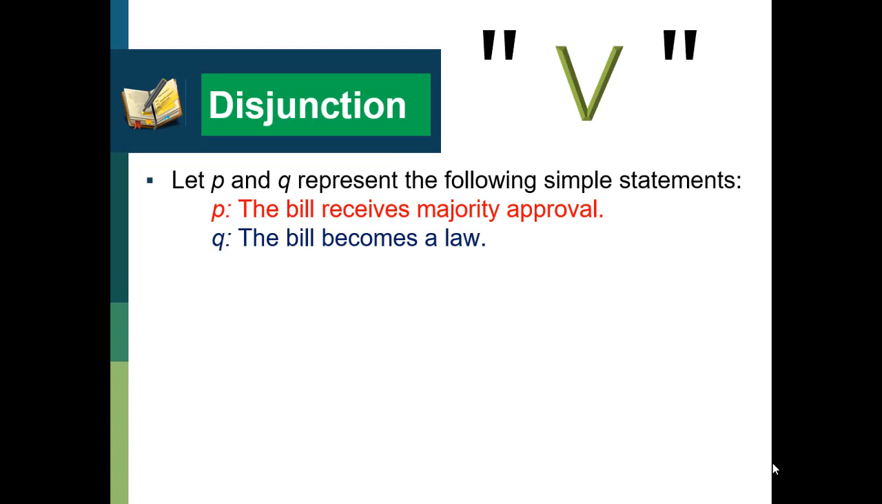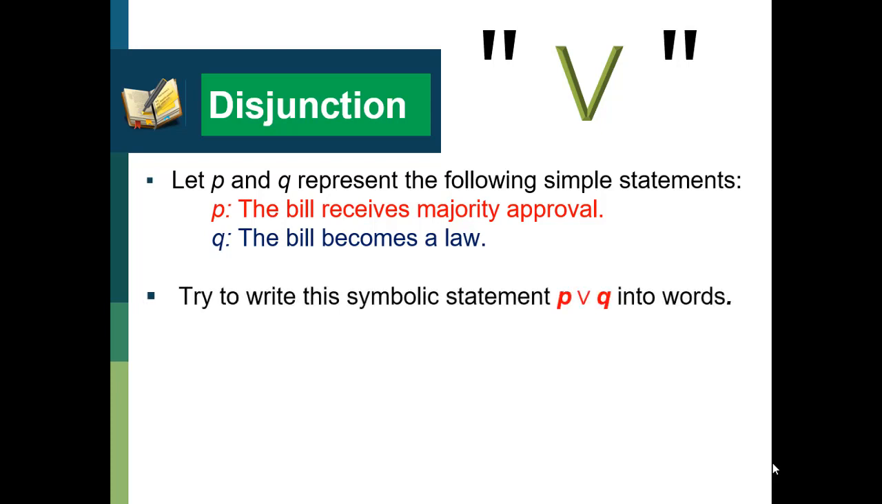Let's apply it to some example. Let P and Q represent the following statements. The bill receives majority approval for statement P, and the bill becomes a law for statement Q. Now, try to write P or Q into words. This is very easy because you just have to copy the first statement P, introduce the connective or, and then copy the statement Q.